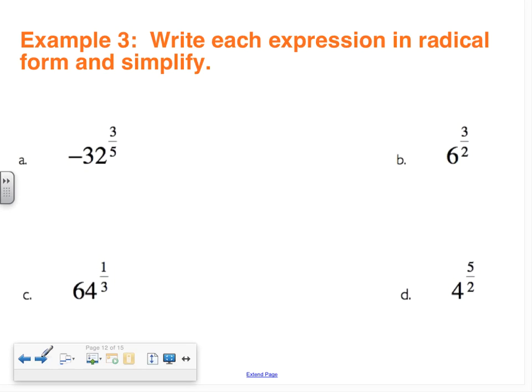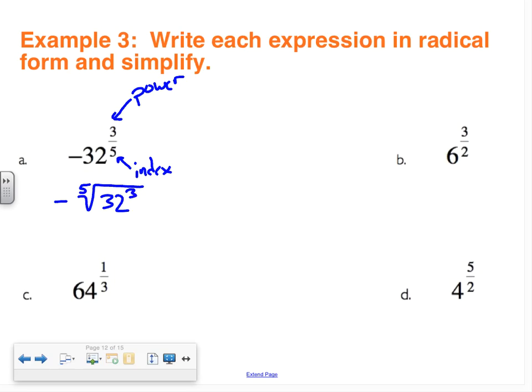So the rule says that the denominator is the index. The numerator is the power. So I'm going to rewrite this, but one thing I want you to be real careful about is that only 32 is being raised to that exponent. The negative is just in front. You don't mess with the negative, it just stays there and will be there the whole problem. So I'm going to rewrite this, negative's out front, but it's now going to be the 5th root, that's my index, of 32 raised to the 3rd power.